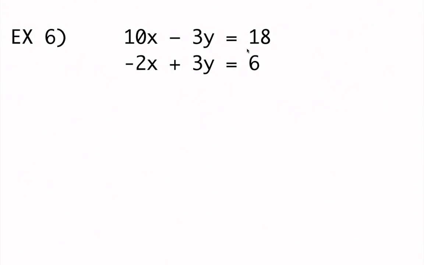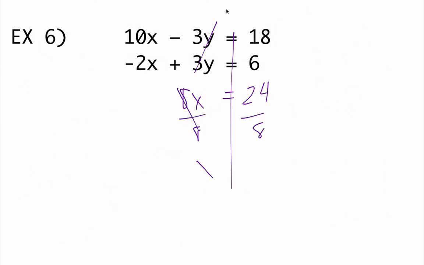Everything's lined up, so I check my x's, 10 and negative 2. Negative 3y's and positive 3y's, so I see a common coefficient here. Notice one is a negative 3, one is a positive 3. They are already opposite, so no need to change the bottom because those y's will already eliminate. So I add my x's. 10 plus negative 2 is 8. 18 plus 6 is 24. Divide both sides by 8. That's going to give me x is equal to 3.